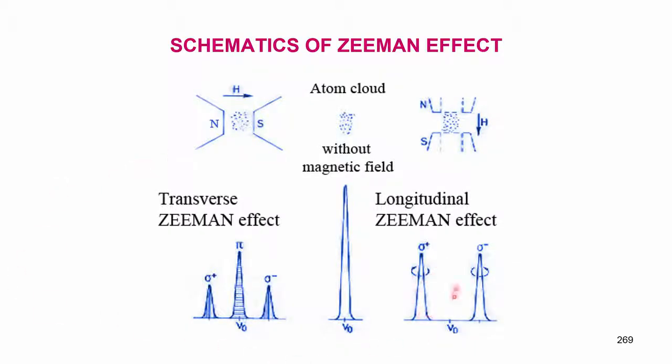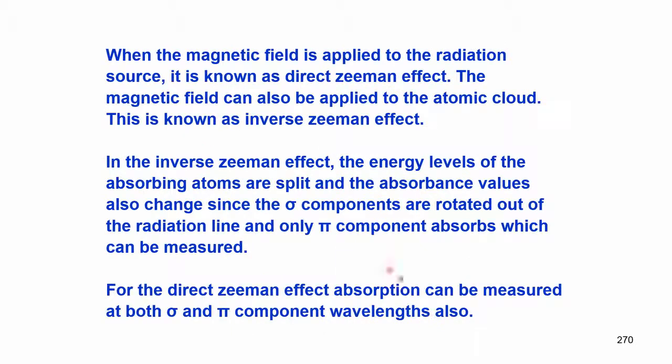So you will see only two sigma components, and the central line is missing. Okay. So when the magnetic field is applied to the radiation source, now we are talking about, earlier I was talking about the application of a magnetic field to the flame, where the atomic vapor is disturbed, whereas now I am talking about a magnetic field applied to the radiation source, that means the hollow cathode lamp itself. If I apply a magnetic field to the hollow cathode lamp, then it is known as the direct Zeeman effect.